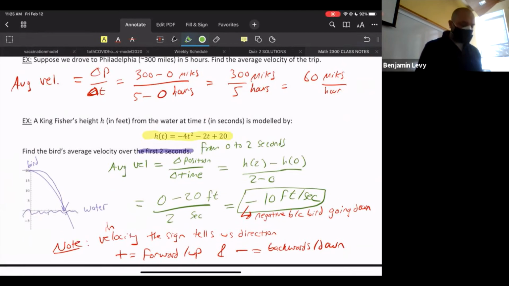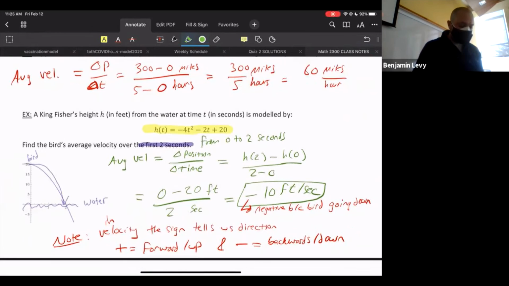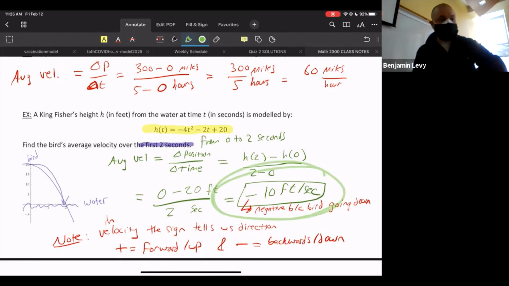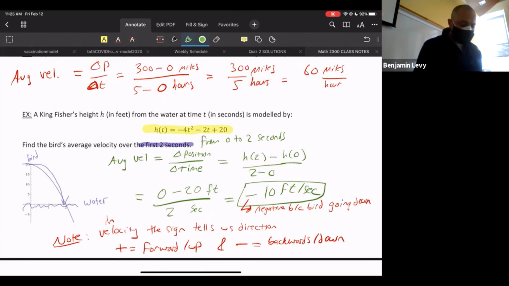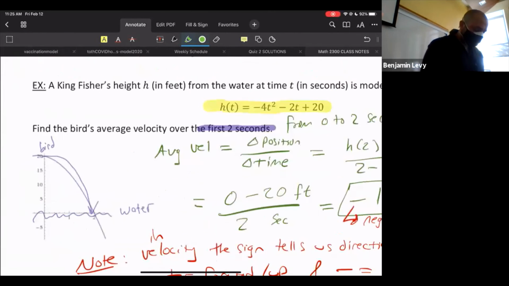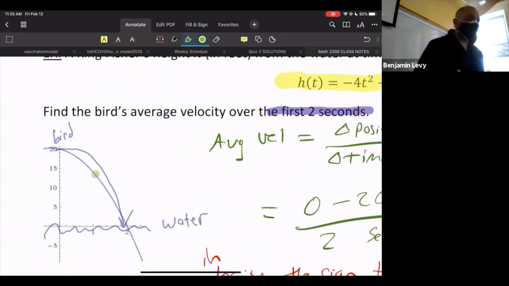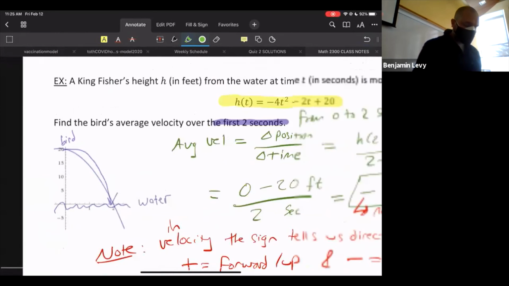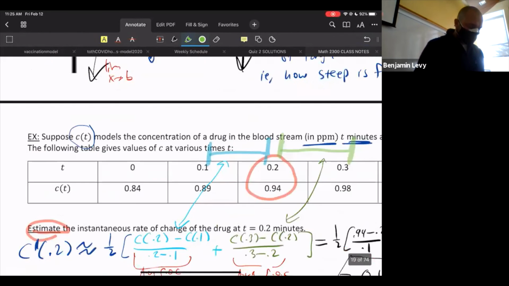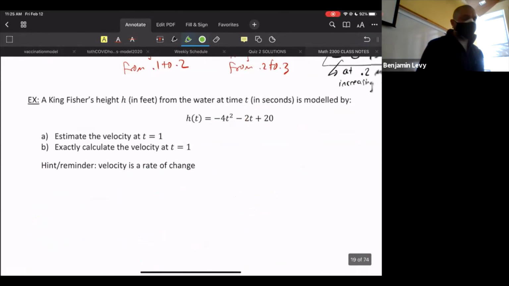On this thing that I'm showing right here, at the bottom of the page, we just said that the average rate of change was 10 feet per second downwards. It was negative. And now we're going to hone in on a specific location on the graph and think about what the slope of the tangent line is, right? So it's a different look at the same function. All right, so we're going to estimate the velocity at t equals 1.